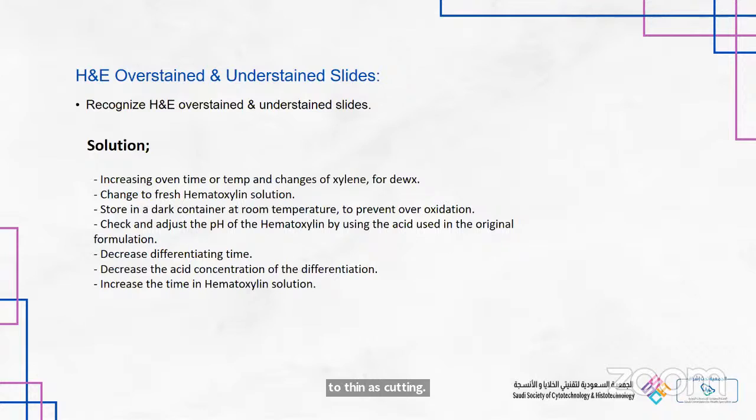And here we have a list of solutions for each cause. For example, you may increase oven time or temperature or change the xylene to ensure complete dewaxing. Also, you can change the hematoxylin solution and store hematoxylin in a dark container to prevent over-oxidation. Also, you can check and adjust the pH, decrease differentiation time, and decrease the acid concentration of the differentiation. Also, you can increase the time in hematoxylin solution if the short time is the reason.